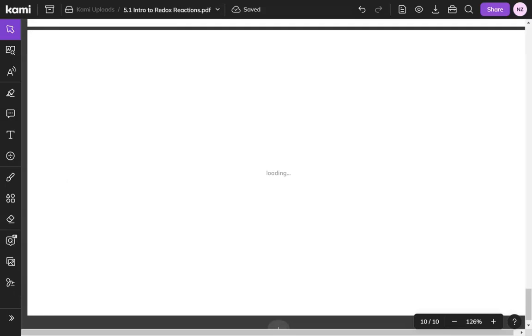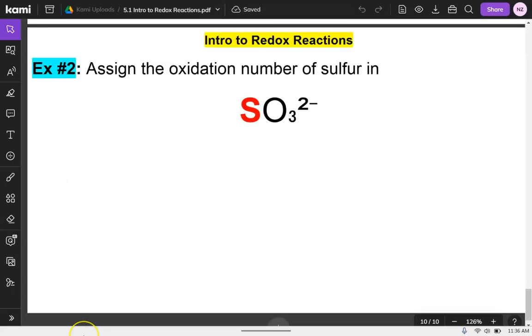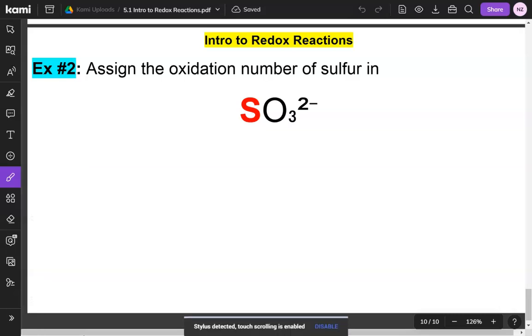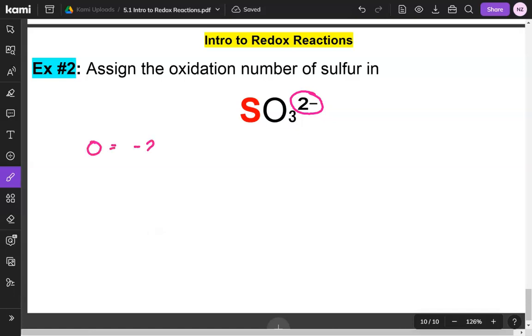All right, let's do another one. In this example, it's asking us to find the oxidation number of sulfur. We don't have a rule for sulfur, but we do have a rule for oxygen. And in this case, we have an ion, so it's going to sum up to -2. So let's go through what we have. Oxygen is equal to -2. It's not a peroxide. And we know it's going to sum up to -2 for the ion.